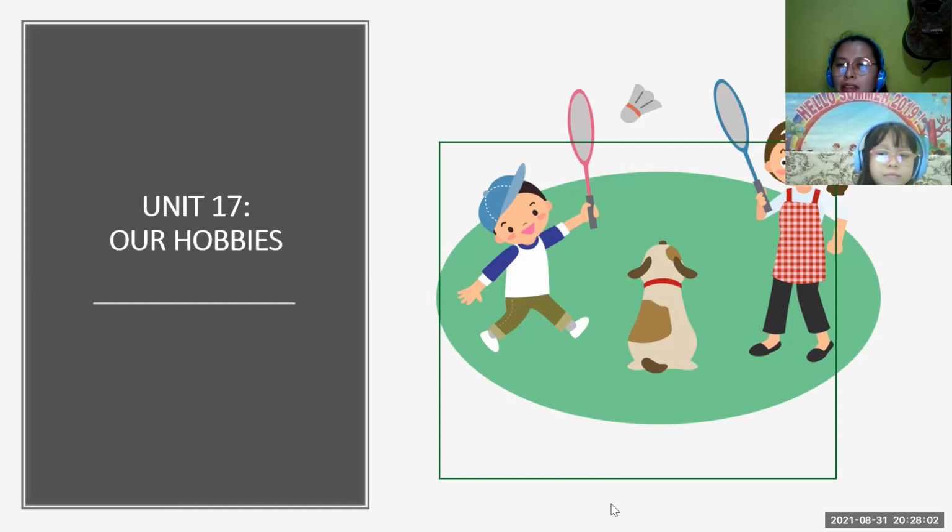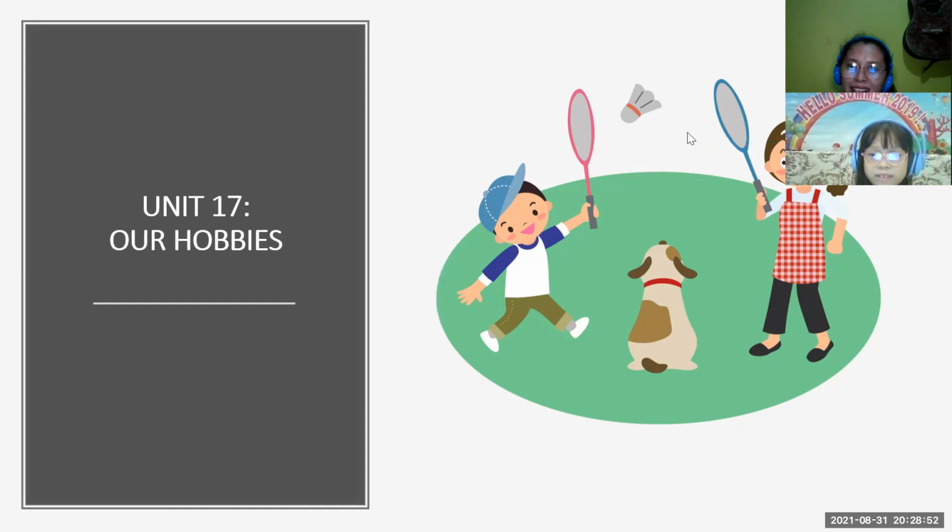So what else are your hobbies that you always do in your house? What are your hobbies? Playing badminton, what else? Playing organ. Oh, very great. Playing badminton, playing organ. Football. Oh, wow, you like to play football. That's so great.